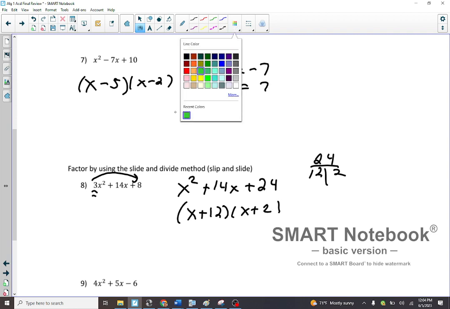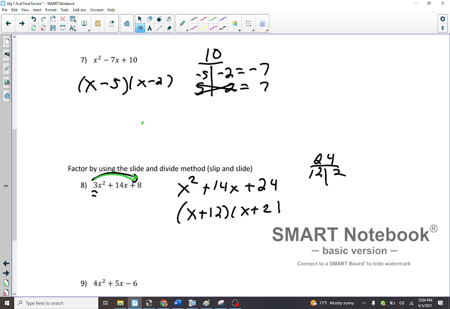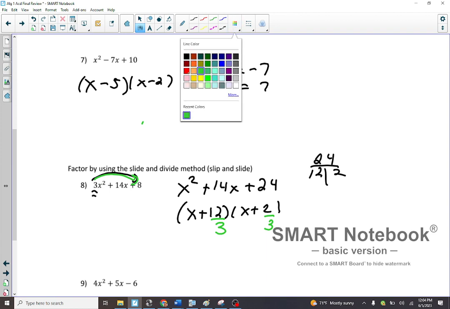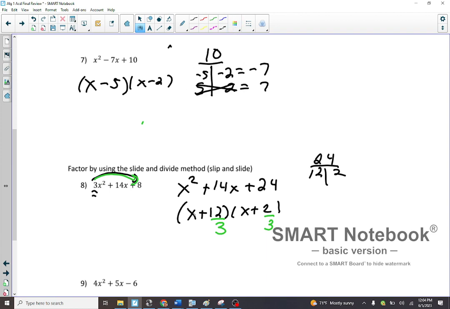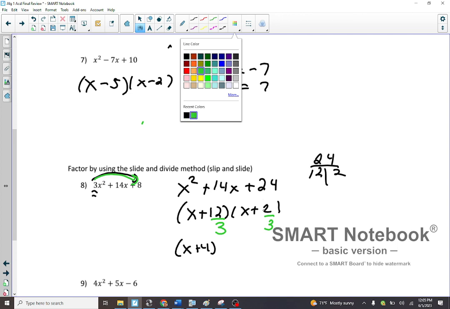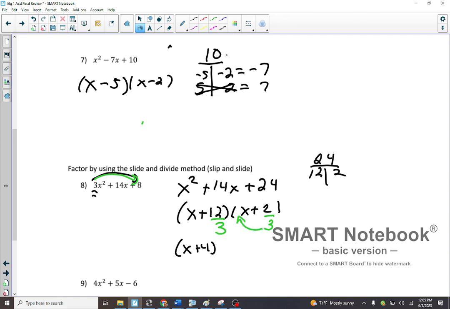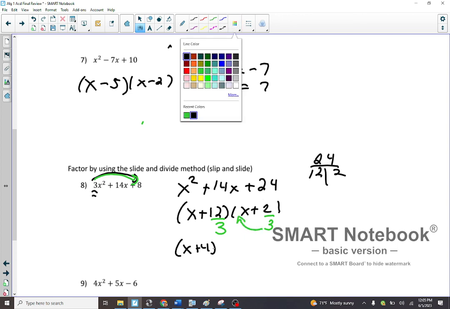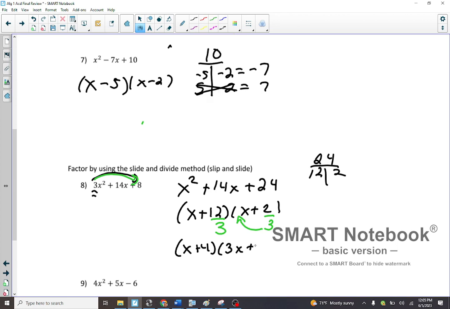In this case, I borrowed the 3, so I'm going to have to pay back the 3. So I'm going to divide by 3 on both sides. Now on the left side, it's x plus 12 over 3. We could simplify that to x plus 4. So that's useful. But this one cannot be simplified. Whenever you can't simplify, the bank takes it back. So we have to give it back over here. So it's going to be 3x plus 2.